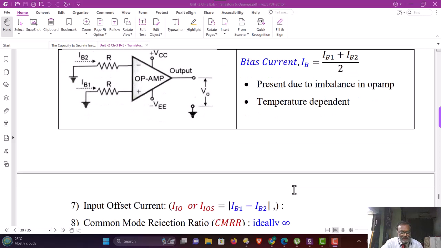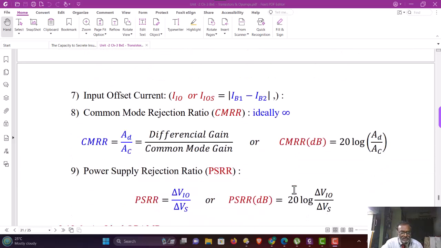And these bias currents are also temperature dependent because the internal devices, BJT or MOSFETs, used for differential amplifier stages, are semiconductor devices and they have temperature dependent performance. The seventh parameter is input offset current, denoted as IIO or IOS, and it is defined as the magnitude of difference between the two bias currents, that is mod of IB1 minus IB2.